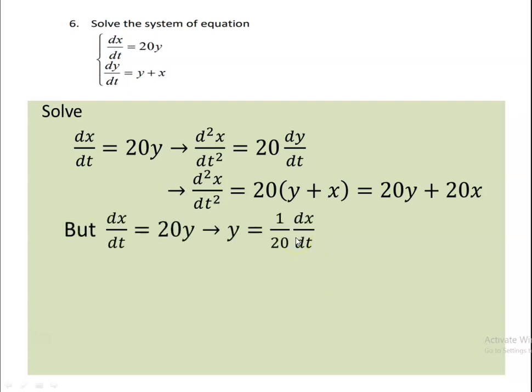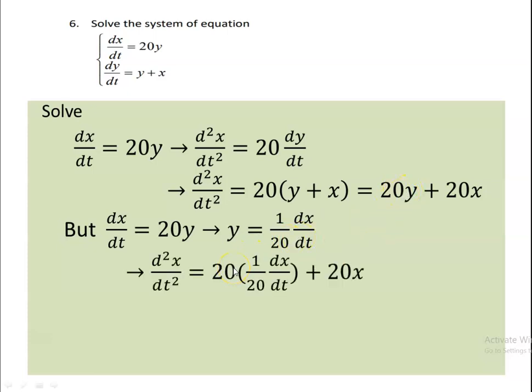And next from this, dx over dt, and look, I want to change this to one variable. Now I'm having x here, but I need to change this y to x. To do that, I have been given that dx over dt is 20y. So from this I can know what y is. y is going to be, just divide the whole by 20, 1 over 20 dx over dt. So we can directly use this expression in place of y here.